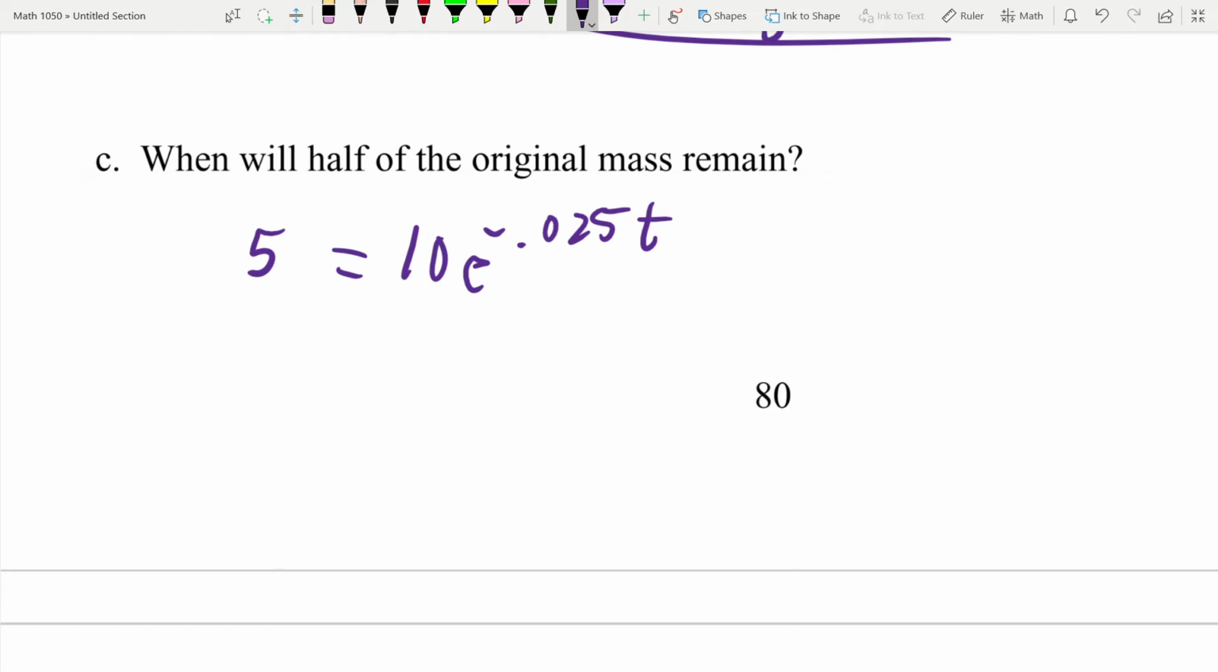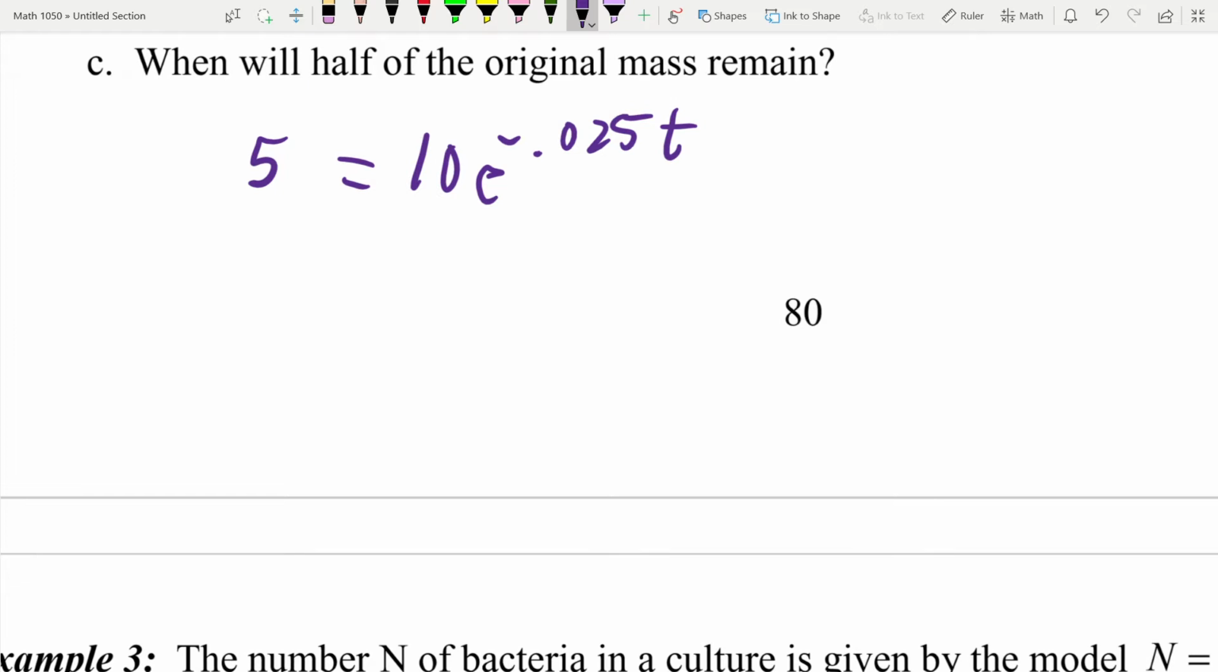Okay, I know that I'm going to have to do what? Everybody in the room tell me, what am I going to have to do? Convert. Do I do that now? No, because I'm not what? I'm not stuck. What do I do? Get rid of the 10, right? So you have e to the negative 0.025t is equal to 5 divided by 10, which is 0.5.